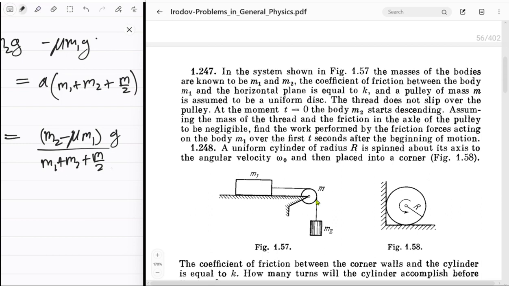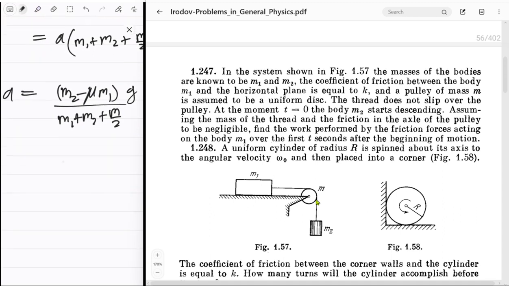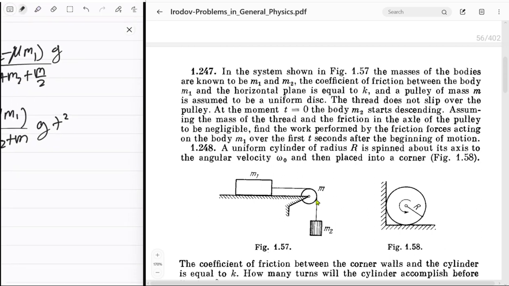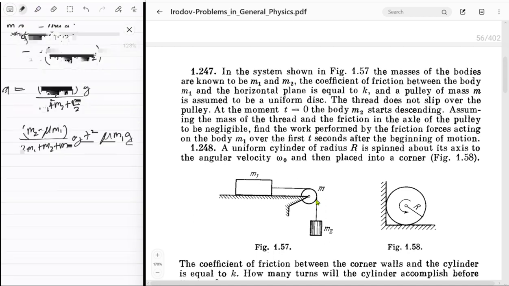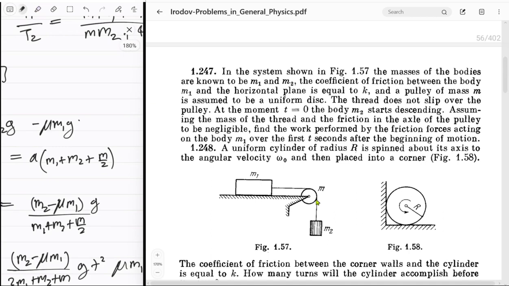Perfect. Now that we got the acceleration, the displacement is just half a t squared, so (m2 minus mu m1) upon (2m1 plus 2m2 plus m) times g times t squared. This times the force of friction and you'll be done. So the work done is mu m1 g times that displacement. Actually, it's the negative of that, so our answer is negative.